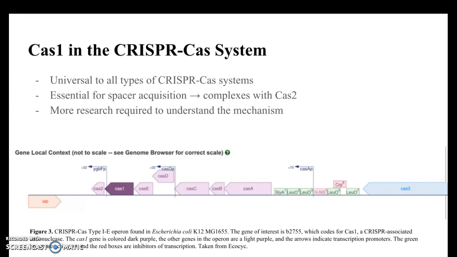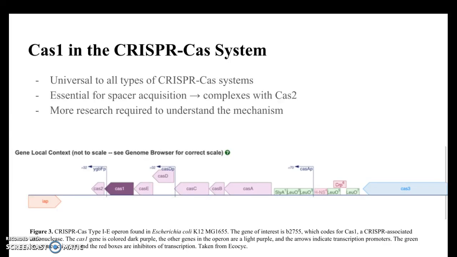This research project focused on Cas1, which is one of the 2 universal CRISPR-Cas genes. The figure at the bottom of the screen shows the location of Cas1 in the E. coli type 1E CRISPR operon. Studies have shown that Cas1 is essential for spacer acquisition and must complex with Cas2 in order to successfully add new spacers to the CRISPR array.